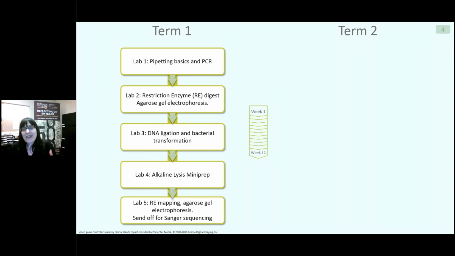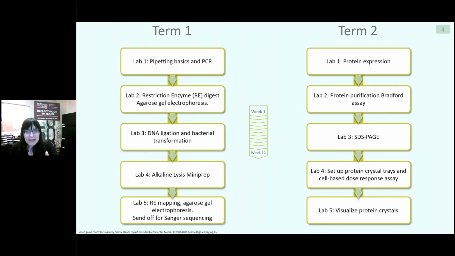And then in term two, they pick up where they left off by taking that plasmid and then expressing the protein and purifying it. And here we switch between different years. Some years I do kinetic assays and dose response curves. Other years we do protein crystallography. This is just an example, and actually I like the protein crystallography part. It's my favorite. Anyways, now you'll notice that each of the terms has only five wet labs, but each term has 12 weeks total. So I use the other lab times to incorporate team think tanks, as I show here.